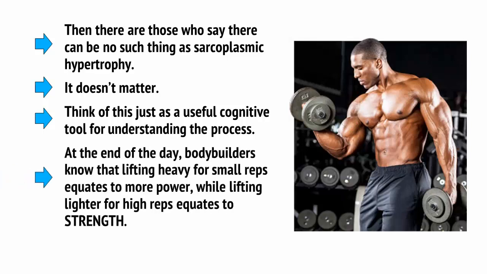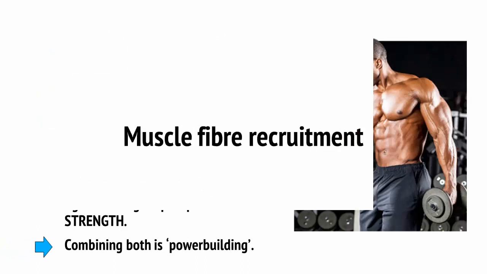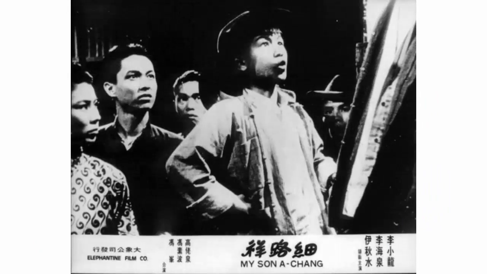At the end of the day, bodybuilders know that lifting heavy for small reps equates to more power, while lifting lighter for high reps equates to strength. Combining both is power building. Finally, there's one more concept we need to recognize here: muscle fiber recruitment. Because if you look at someone like Bruce Lee, you'll see that it is possible to be immensely strong without having to have a lot of muscle size.